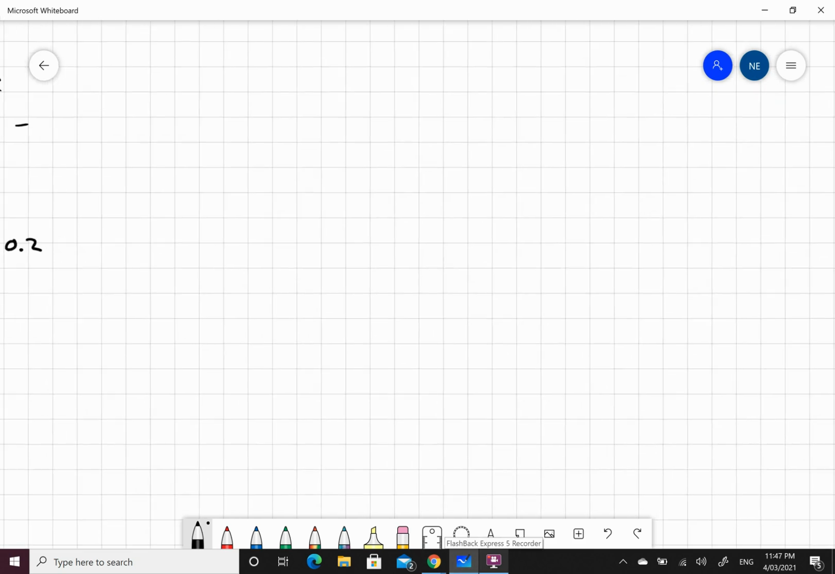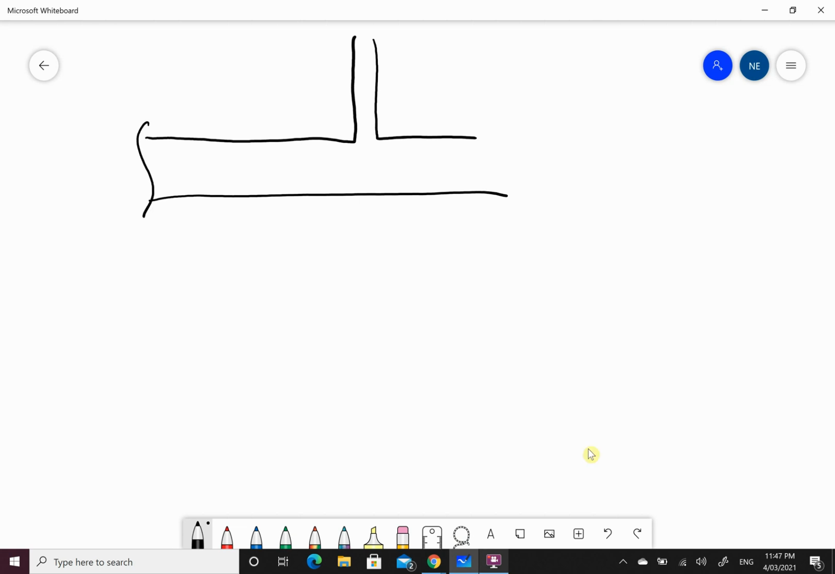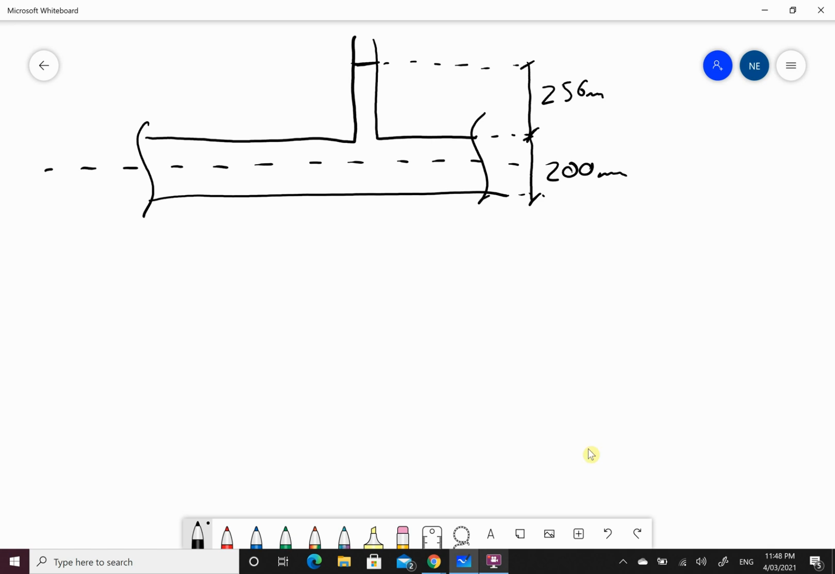So how this looks is obviously I have pipe running, have piezometer, the pipe continues. So the diameter of the pipe is 200 millimeters. Now the level of fluid is 256 millimeters to the outside of the pipe. What we're trying to work out is in the center line, the pressure here. So this is my h.